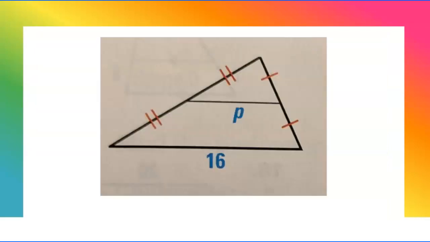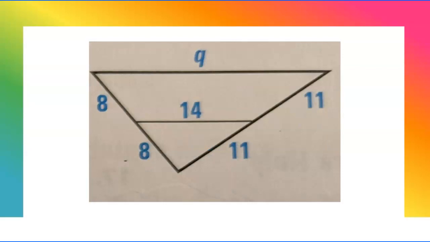So let's try some of these. We look at this triangle and we are able to determine that this is definitely the midpoint, because this is equal to this is equal to this. That means that P is going to be half of 16, making it 8.